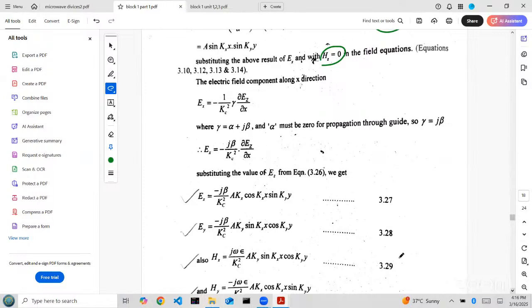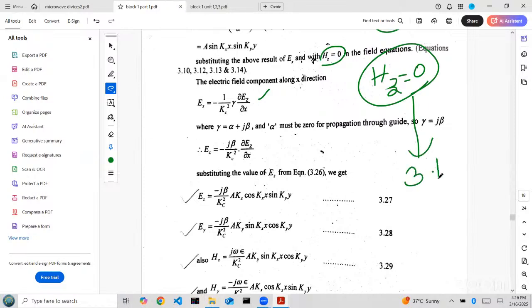Check. Okay. Keep Hz equal to 0. In which equation do you have to keep Hz equal to 0? Equation number 3.10. So your first term becomes 0, and you will get only the second term.